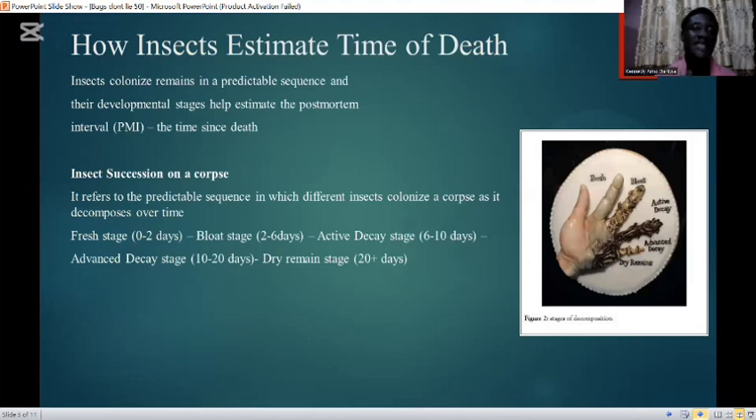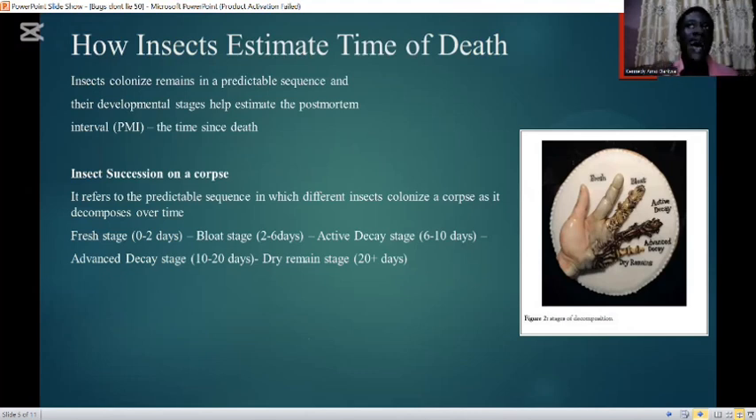How insects estimate time of death. Insects colonize remains in a predictable sequence, and their developmental stages help estimate the postmortem interval, that's the time since death. So, insect succession on the corpse. Insect succession refers to the predictable sequence in which different insects colonize a corpse as it decomposes over time. As the body decomposes, different insects colonize it in a predictable manner.